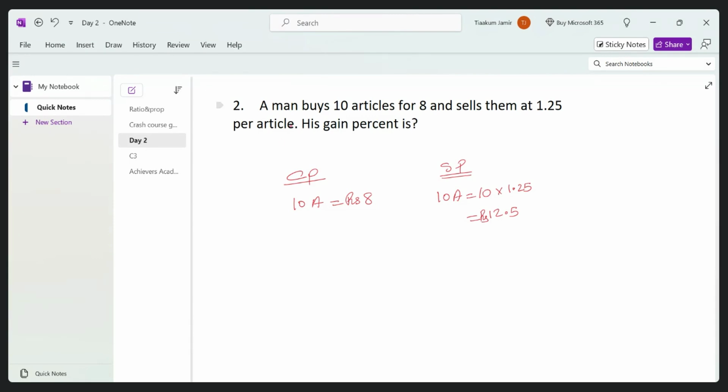They are asking us to find the gain percent. You have to know one thing. If we're talking about 10 articles, or say 5 pens, we treat 1 pen each, the pen price must be the same.